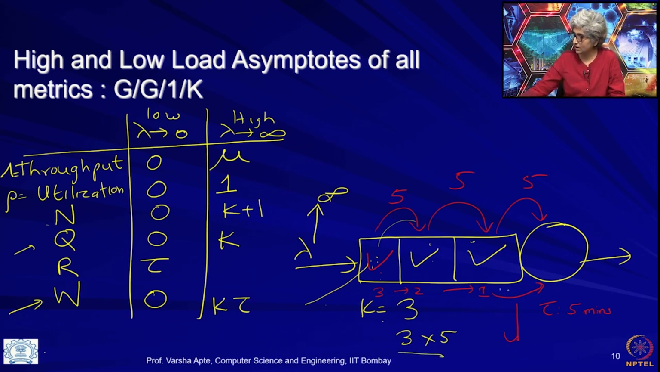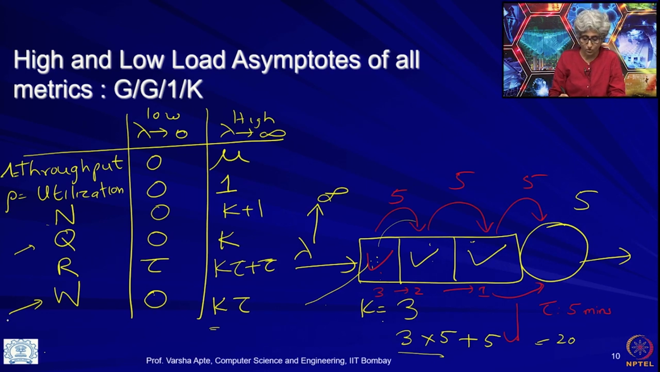Now that we know the limiting value, the high load asymptote of the waiting time, response time is kind of trivial. I will need 5 minutes of my own time to finish my work. So, it will be plus 5. So, this is actually going to be 20. Similarly, it is going to be k tau plus tau.